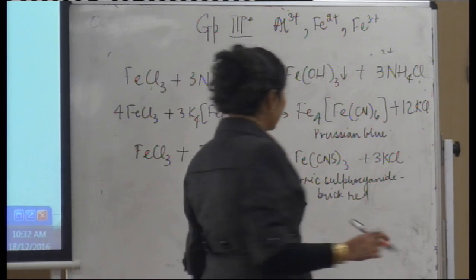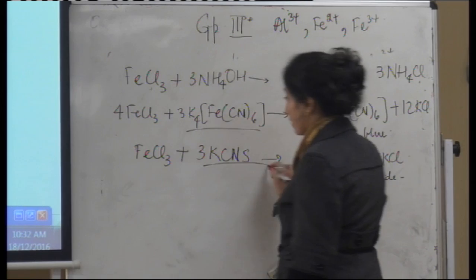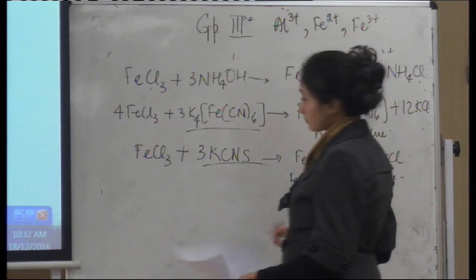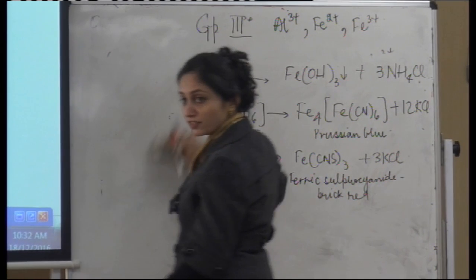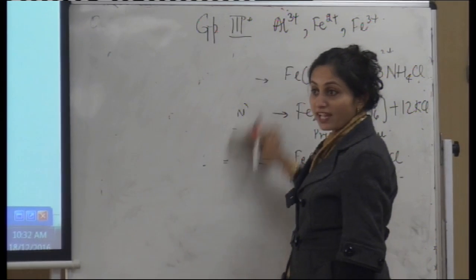So remember the formulae. These basic things are to be remembered. I'll ask them once you forget them. What is the formula for Nessler's reagent? K2HgI4.